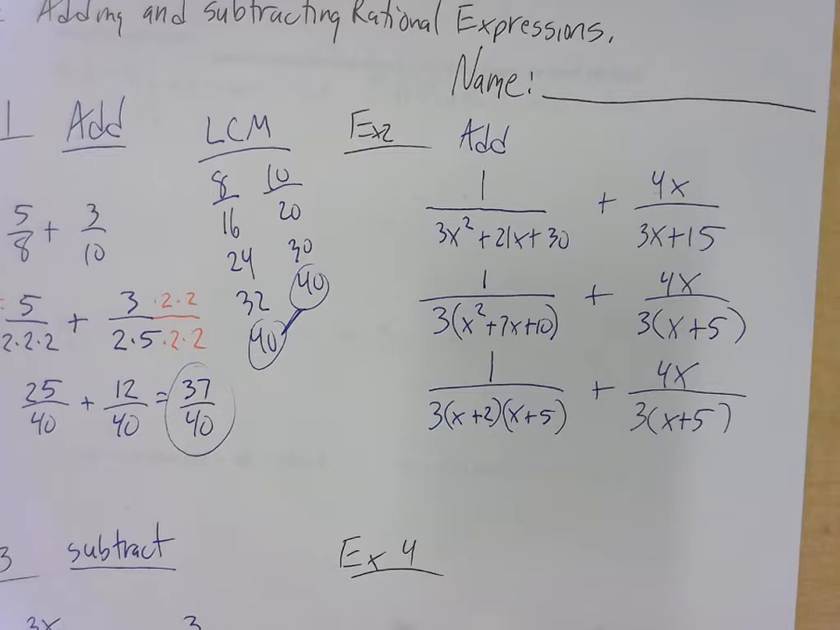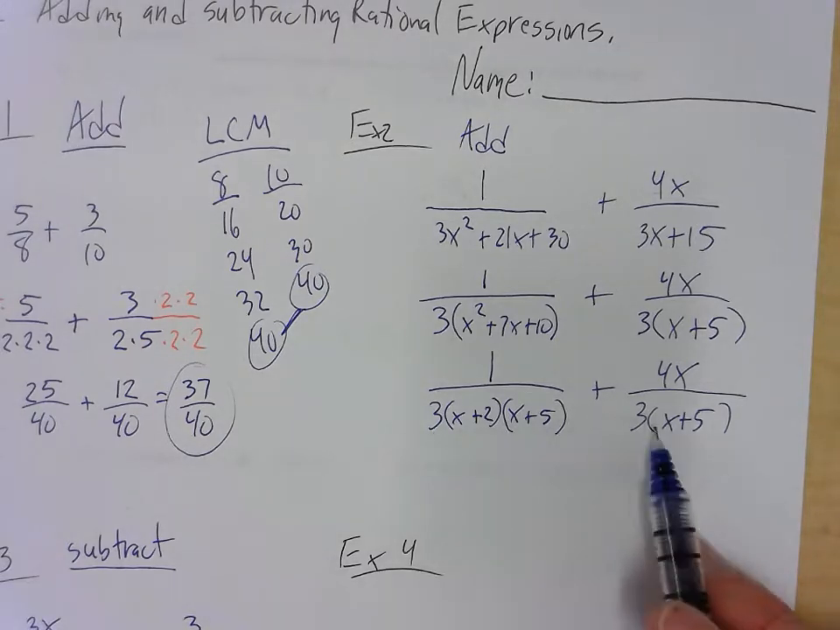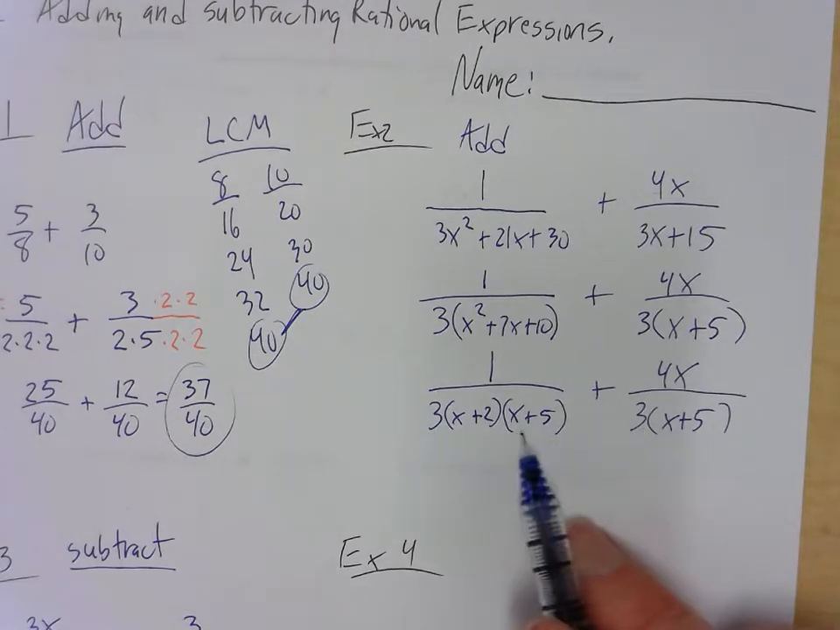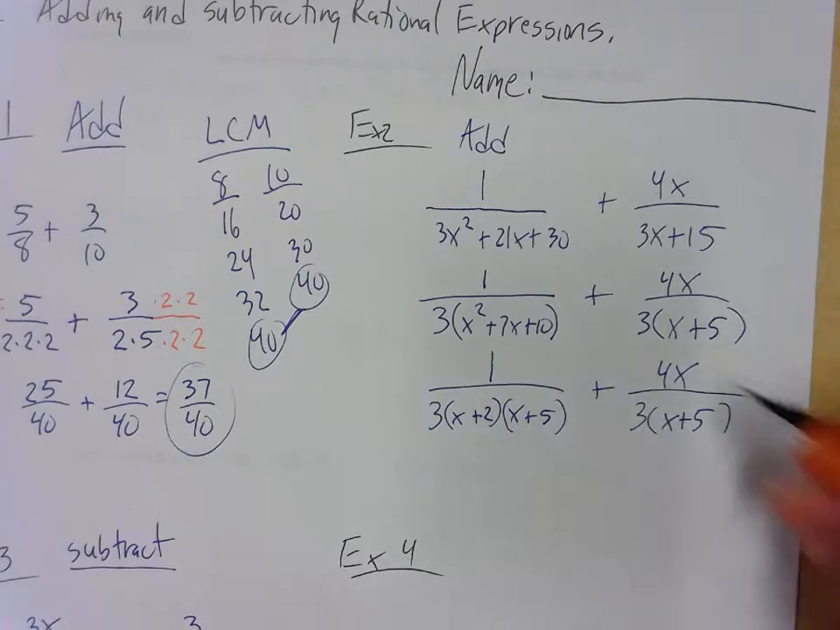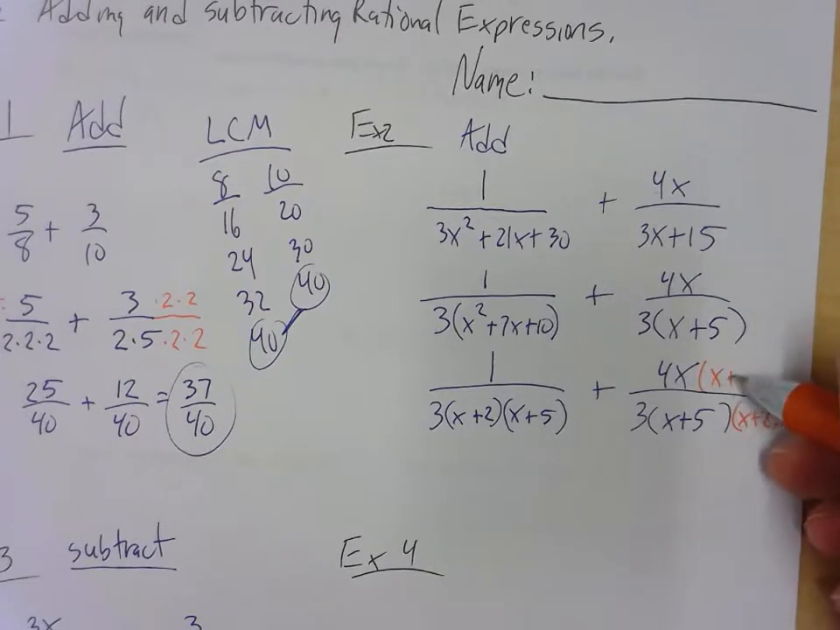Now I can do a comparison. This one has a 3, this one has a 3. Good. This one has an x plus 5, this one has an x plus 5. This has an x plus 2. This needs an x plus 2. You multiply that in the numerator and denominator position.